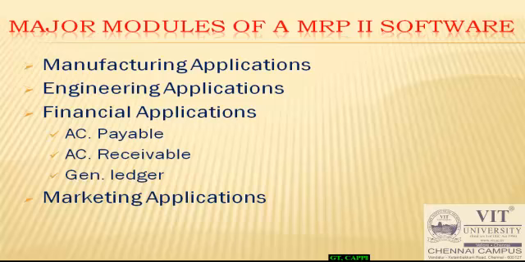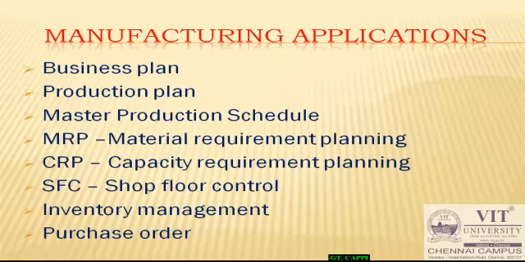What are all the major modules that are available in MRP II? Manufacturing applications, engineering applications, financial applications, and marketing applications. It coordinates all these four processes. Finally, it makes a detailed schedule. So what are manufacturing applications? In the manufacturing applications, what is the business plan?